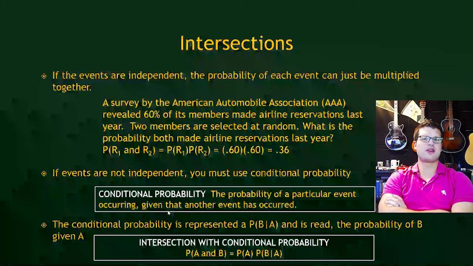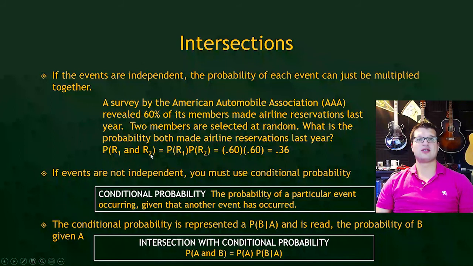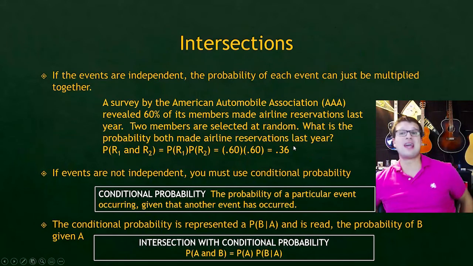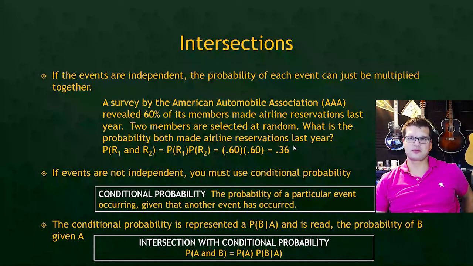And you see right here, these are subscripts. The subscripts say 1 and 2. So we're going to refer to the probability of random member 1 and the probability of random member 2 as equal to the probability of random member 1 multiplied by the probability of random member 2, which equals 0.6 times 0.6, which gives you 0.36. Once again, they have to be independent for this to work. So you can just literally multiply them together if they are independent. If they are not independent, it's slightly different.